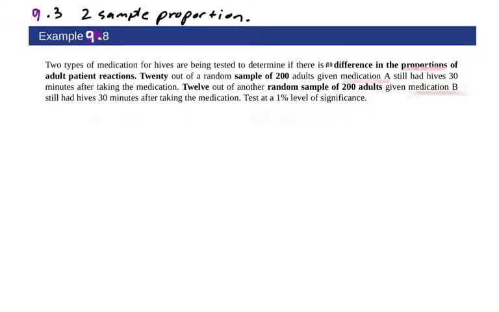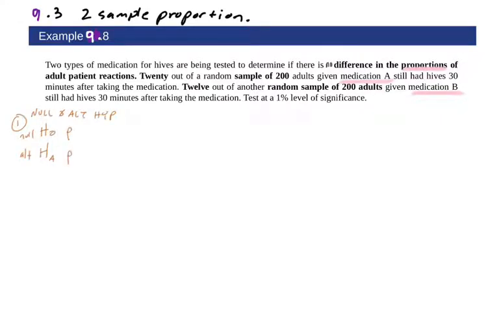Okay, so we see here are the proportions, and then they're talking about two samples, so medication A and medication B. So that's going to be a giveaway that we're doing two sample proportions. And so let's go ahead and get into our first step, which is going to be the null and the alternative hypothesis. So let's identify those, the null and alt here.